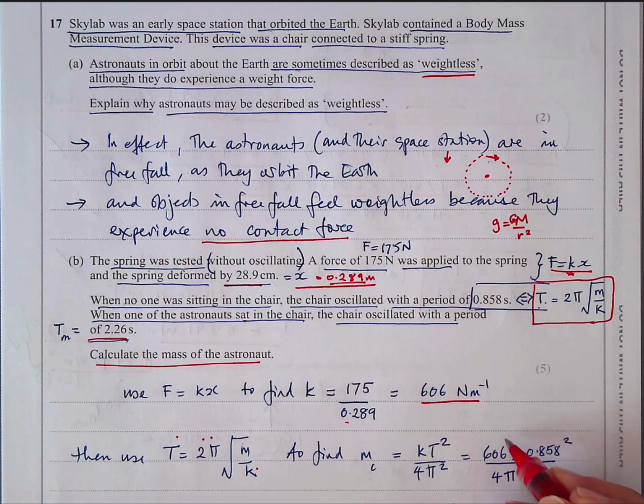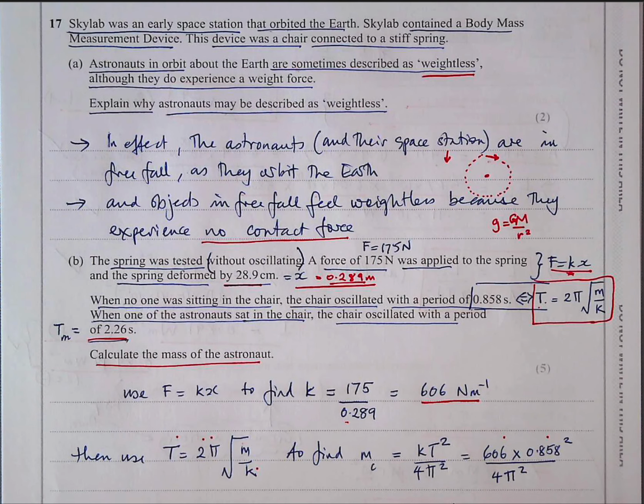K is what we just worked out, so you put the k in, you put the period in, and this is the mass of the chair on its own. Once you do that and divide by 4 pi squared, you work out the mass of the chair on its own is 11.3 kilograms. That's the mass of the chair.